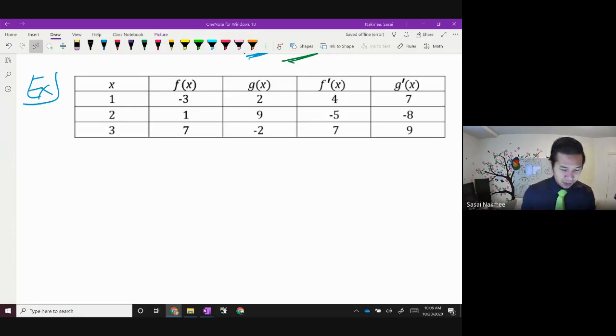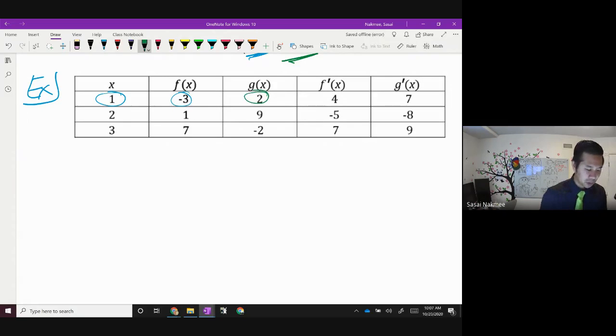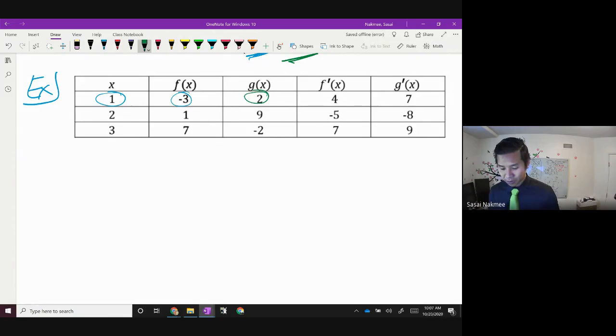So this is what I mean. This is a table, and it tells you there are two functions you're working with: f of x and g of x. But they don't tell you what they equal. They just tell you that when you plug in 1, f of x will give you -3, but g of x will give you 2. I don't know what these functions look like. I just know that that input is going to give me that output, depending on whether I go to f of x or g of x. They're hiding the function from us.